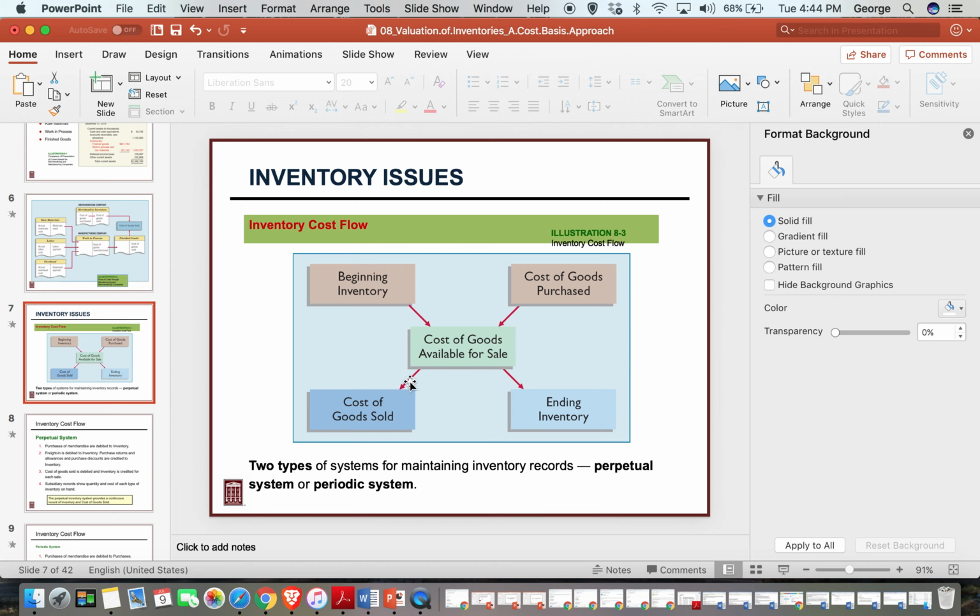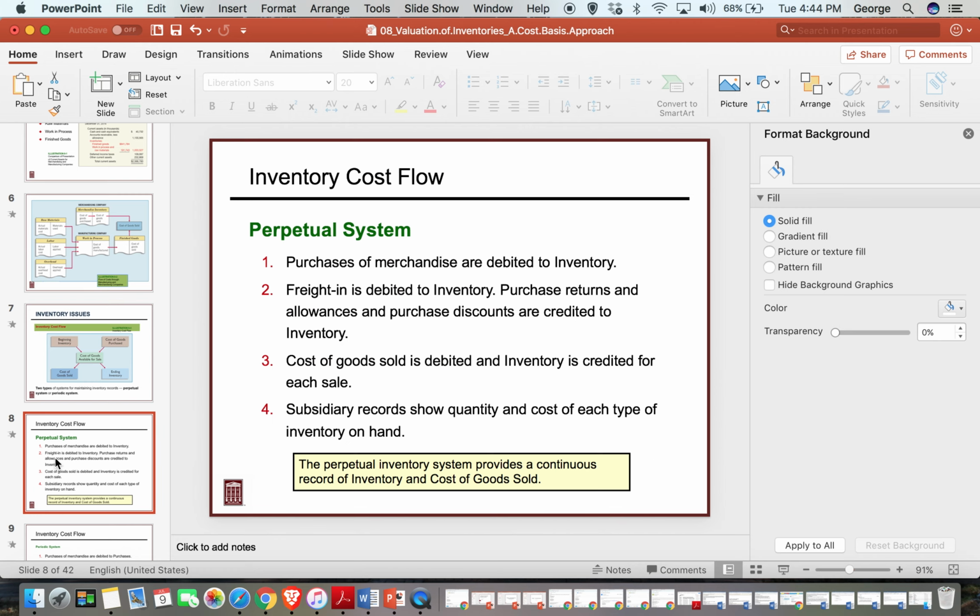All right, so two systems that we use, as I just mentioned, are the perpetual and periodic systems. The perpetual inventory system was used less before computers because it's more complex, but nowadays most companies use perpetual systems because with programs like QuickBooks it's easy to keep track of that inventory.